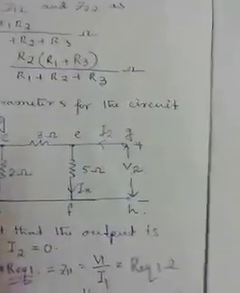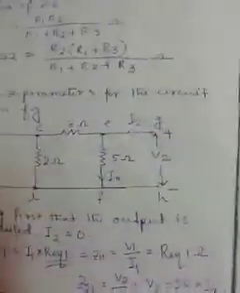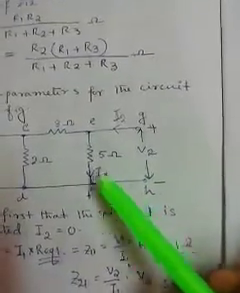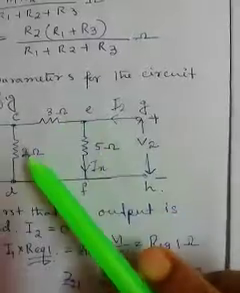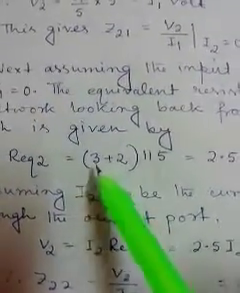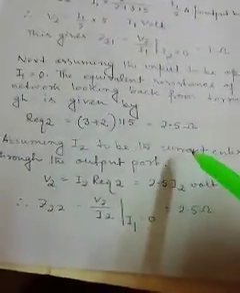So now we see what the R equivalent will be, looking from this output port. It will be the combination of these two resistances in series. So 3 plus 2 parallel 5. Here we are writing the same thing, 3 plus 2 parallel 5, which gives us 2.5 ohm resistance.